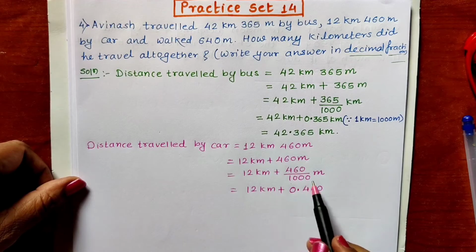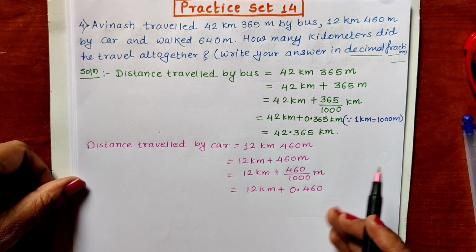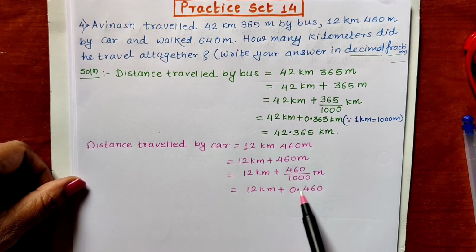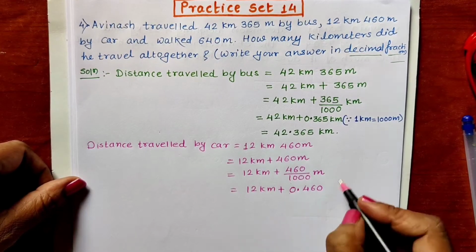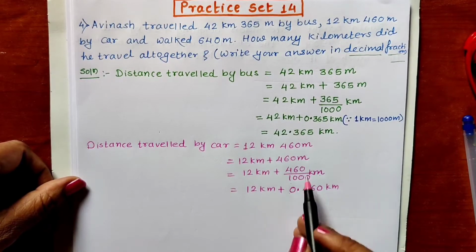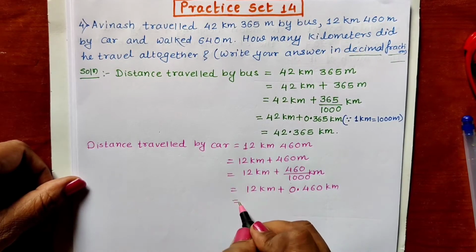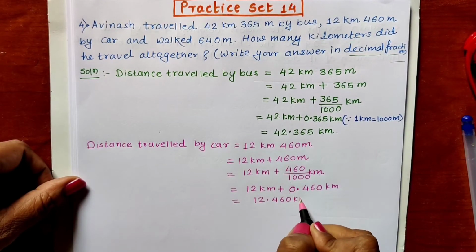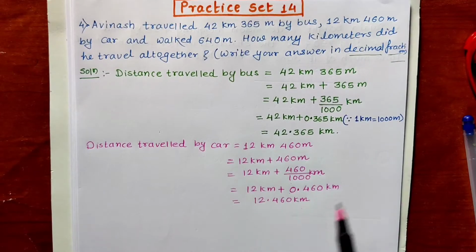We count from right to left: 1, 2, 3. 3 digits are there. We put the point and then write the digits. This is kilometer. We have converted into kilometer, so it becomes 12 kilometer plus 0.460 kilometer.